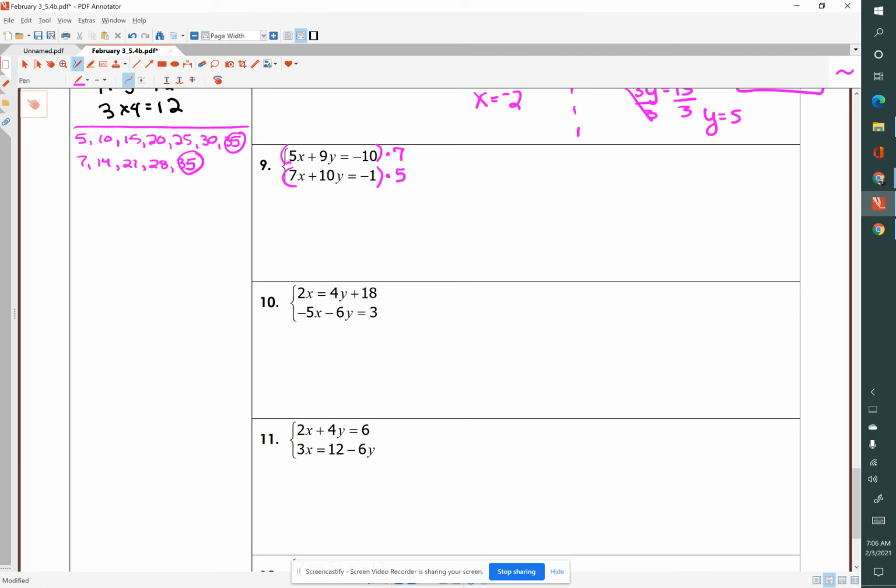So when I multiply the first equation times 7, I have 35x plus 63y equals negative 70. And I'll multiply the second equation by 5, and I'll have 35x plus 50y equals negative 5. And now I will go ahead and subtract the second equation from the first. That eliminates my x values.